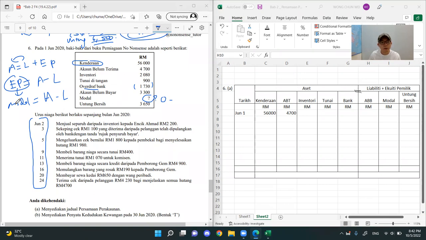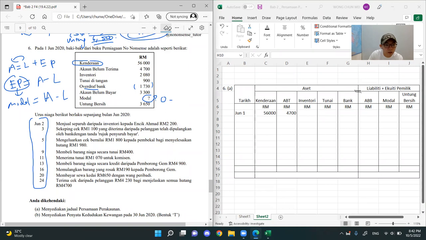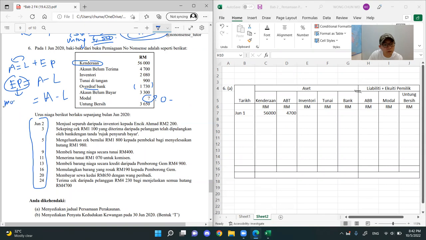All right, so for this equity per mille to be more precise, it's actually your modal plus your untung bersih minus your ambilan. Write it properly: your modal, equity per mille equals modal plus untung bersih minus ambilan, which equals asset minus liability. Because this part equals equity per mille, if you still remember.